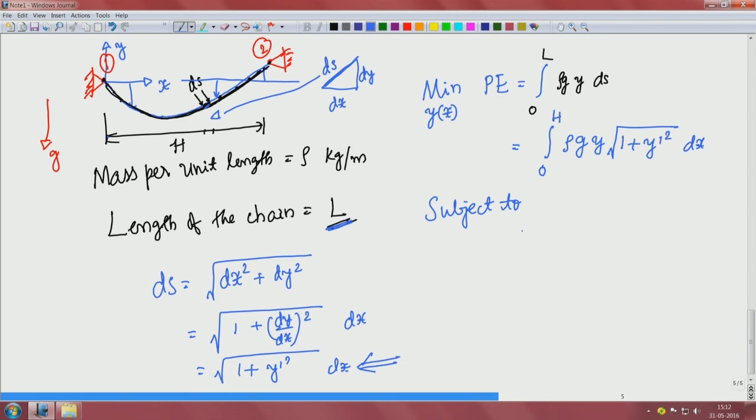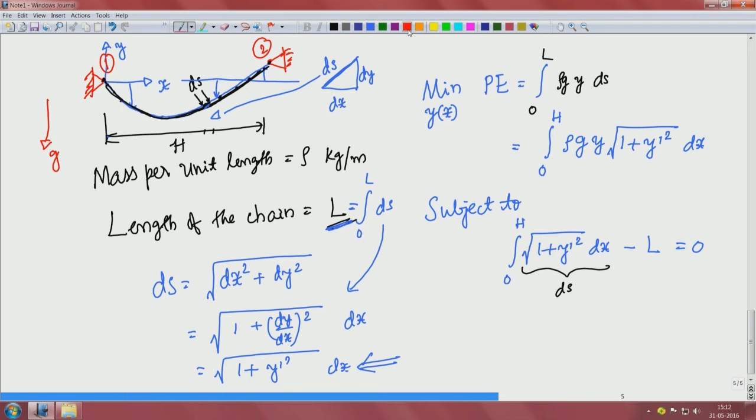Length of the chain, how do you take? This will be integral ds, right. So we have this little length you take, and you do it from 0 to L. Again for ds we have this. So I can write this constraint as, the length of the chain, 0 to h, square root of 1 plus y prime square dx. Again remember that this is nothing but ds. So this one minus the length of the chain that is given to us should be equal to 0.